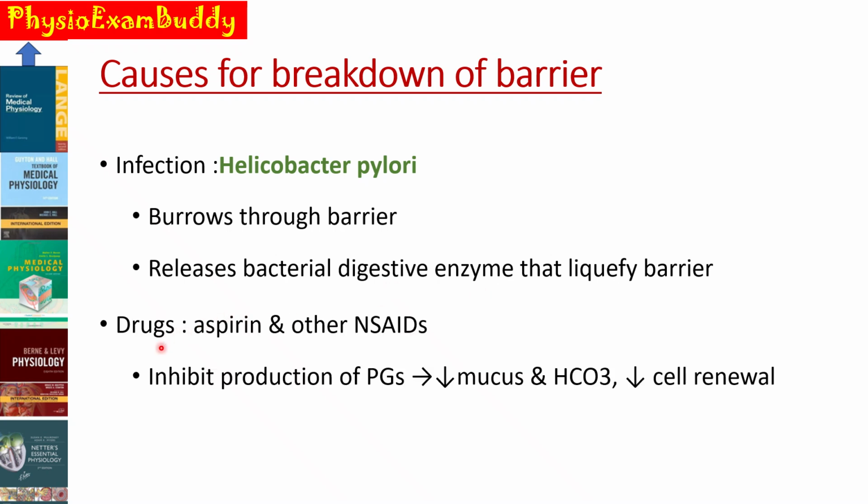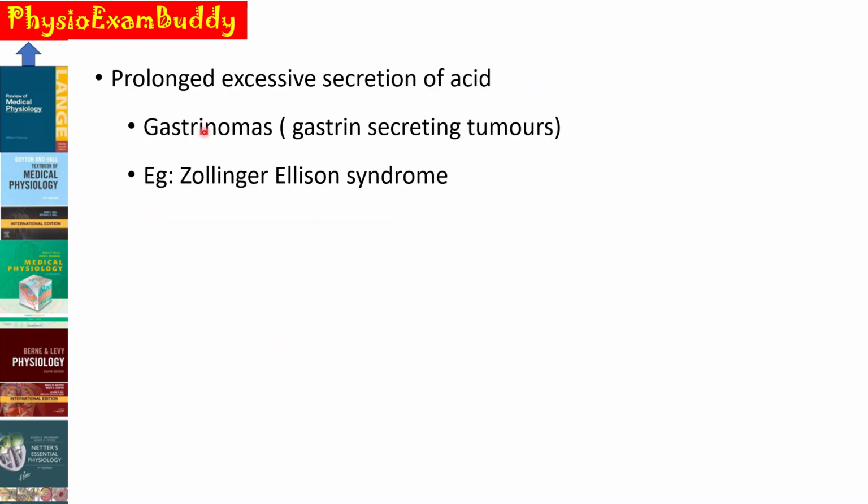And certain drugs also cause breakdown of this gastric mucosal barrier, which include mainly the painkillers like aspirin as well as other NSAIDs. And the mechanism of action by which these painkillers act is by inhibiting the production of the prostaglandins, thereby decreasing the mucus production as well as bicarbonate production, and it also will decrease the cell renewal rate in the gastric mucosal barrier.